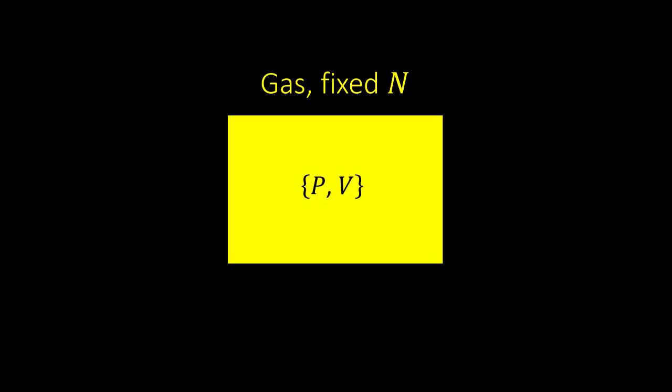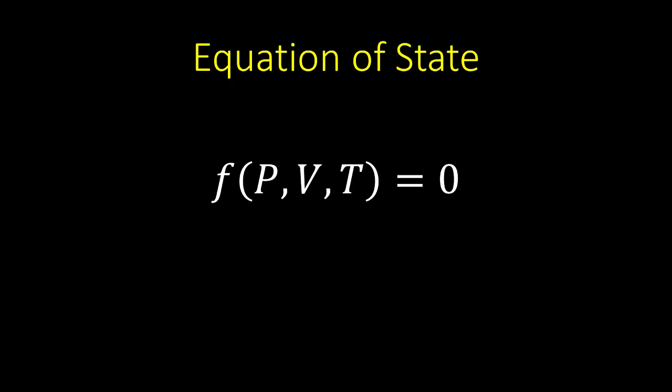If capital N is fixed, then only 2 independent variables are needed to specify a state, for example, P and V. A state can be specified by a different pair of variables, but for now we will stick with pressure and volume, P and V. The important variable, temperature T, can be related to P and V with an equation of state, which is f of P, V, and T equals 0, where f is a function of P, V, and T. This function can have different forms for different gases and has a specific form for an ideal or perfect gas.